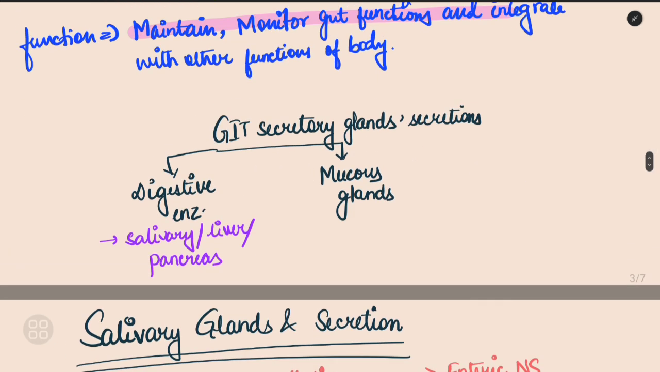The GIT has certain secretory glands. One is for digestive enzyme production, and one is the mucous glands, which produce mucus. Mind the spelling: mucus is the secretion, and when you are talking about the gland, then it will be mucous, you write it with an O. For digestive enzymes, we have the salivary glands, the liver, and the pancreas. These are the digestive glands which mainly produce the digestive enzymes. Next we will discuss the salivary glands and secretion.